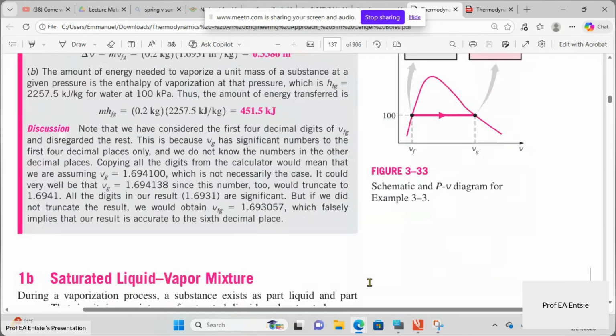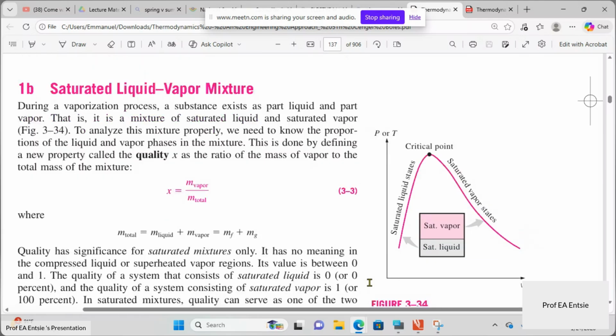So I'll come your way again with the property known as quality and also the phase change diagram. Then we'll continue with some problems to solve.